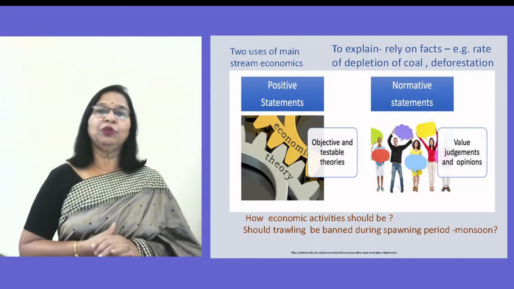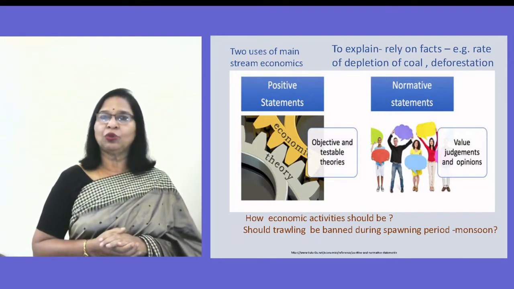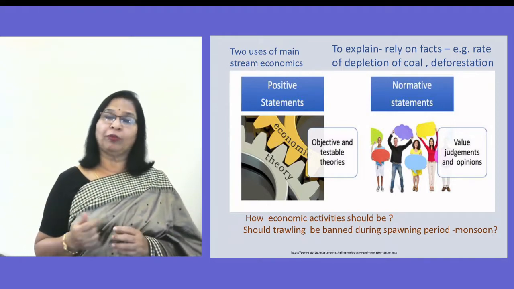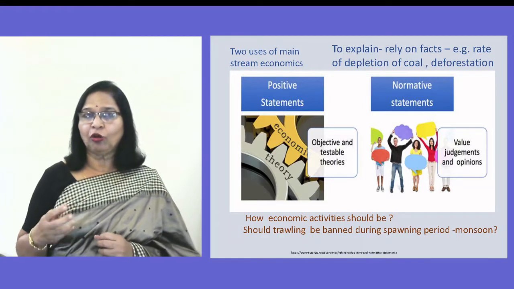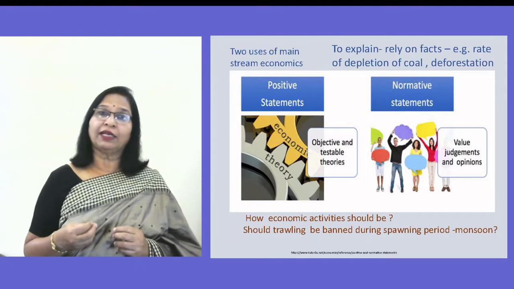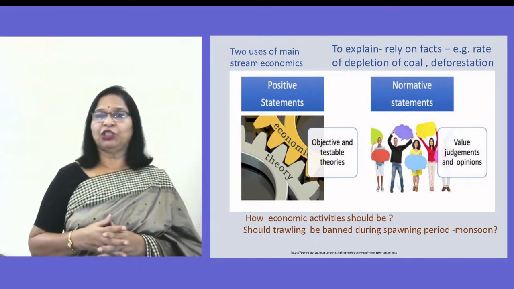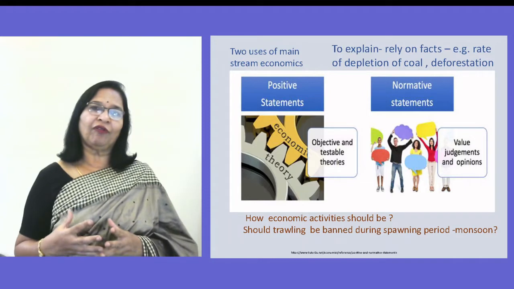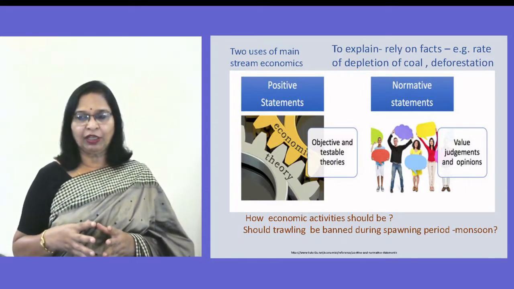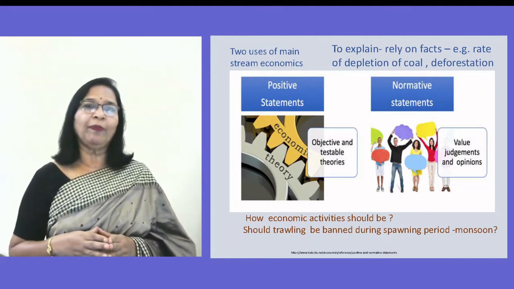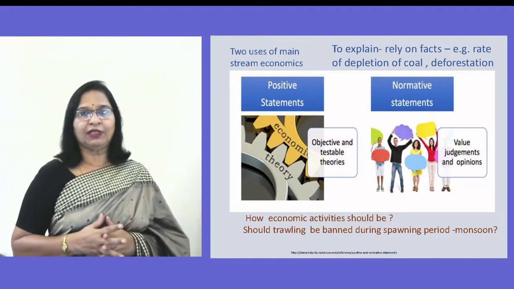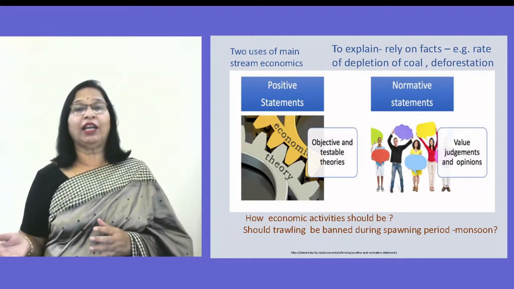The second use of economics is to help us in identifying what should be. Should be is normative economics. And when we talk about normative economics, we are essentially talking about economic ideas that are based on value judgments. They are subjective and they differ from person to person. Now, this understanding of economic behavior will be able to suggest to us how much of certain activities can be taken up and how far they can be carried.